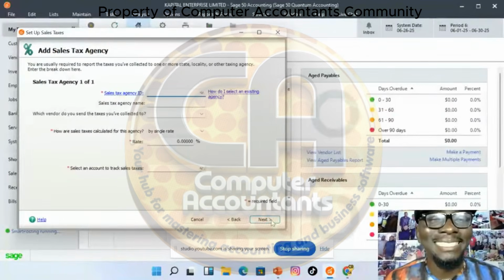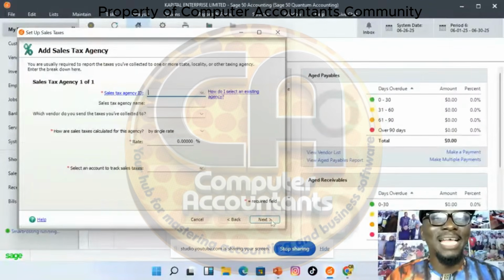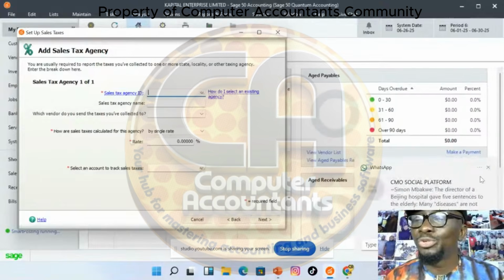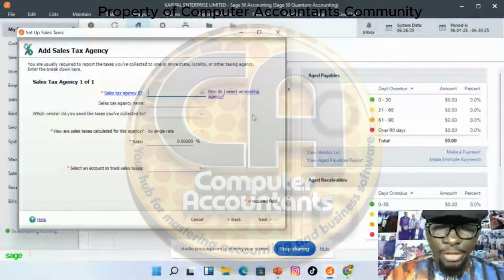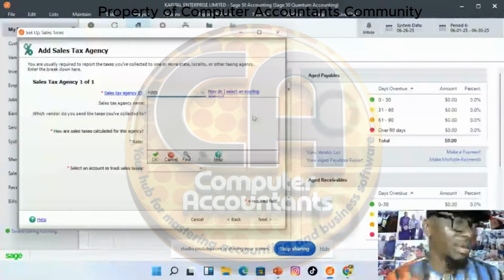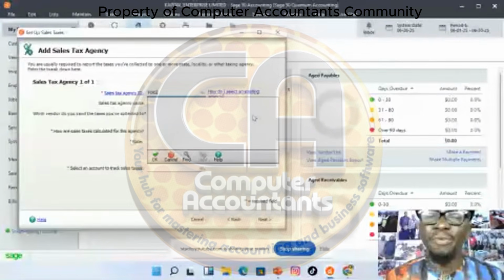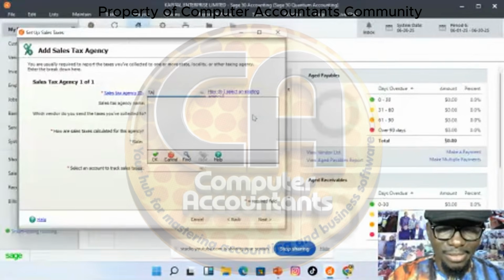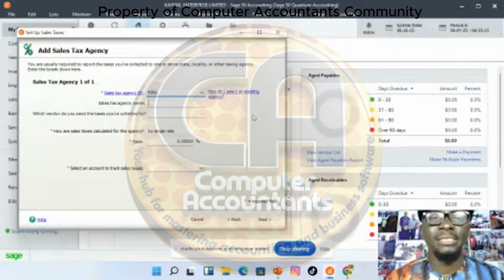So you enter the tax office name. I'm going to use the words tax office. That's the sales tax agency ID, the body that collects the tax. Like in Nigeria, I will say FIRS. But for the generality's sake, I could use tax office. So let me use FIRS then. FIRS.